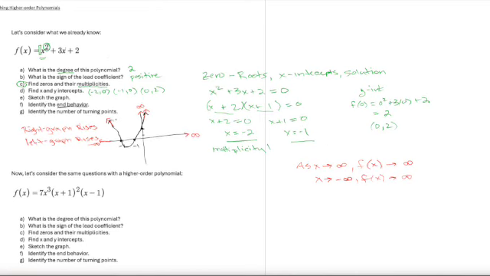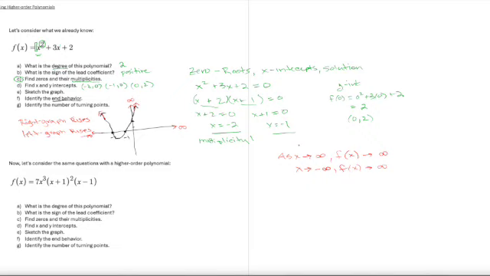Identify the number of turning points. So turning points are your local max and min, or absolute max and min in this case. So it's when the graph changes from decreasing to increasing, or from increasing to decreasing. So we have one turning point in this case, and that would be right here.